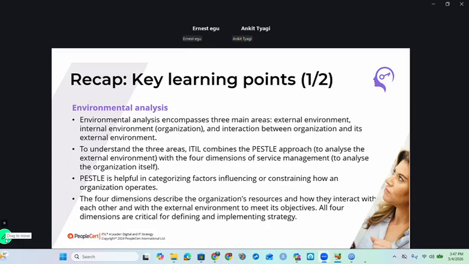PESTEL is helpful in categorizing factors influencing or constraining how an organization operates. The four dimensions describe the organization's resources and how they interact with each other and with the external environment to meet its objectives. All four dimensions are critical for defining and implementing the strategy.